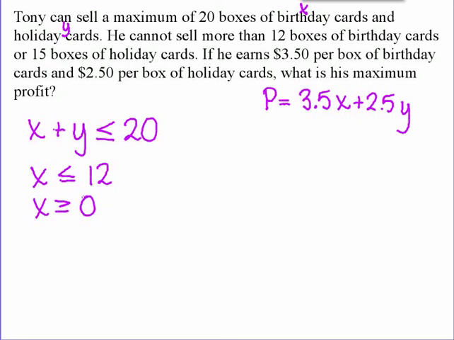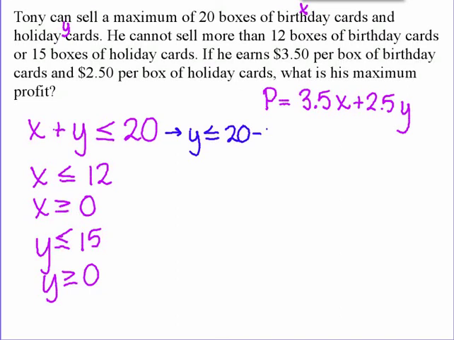Let's look at the next statement. 15 boxes of holiday cards. y is less than or equal to 15 and y is greater than or equal to 0. Okay, so now this is what you need to do. We've got to solve this one, so this will be y is less than or equal to 20 minus x. So this is y1, this is y2, this is y3, this is x1.